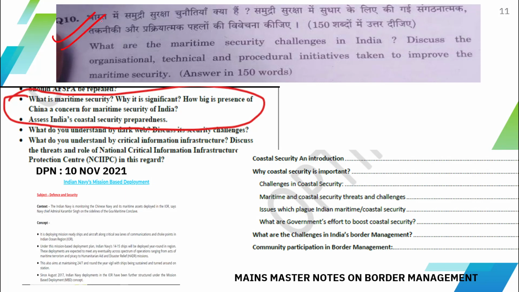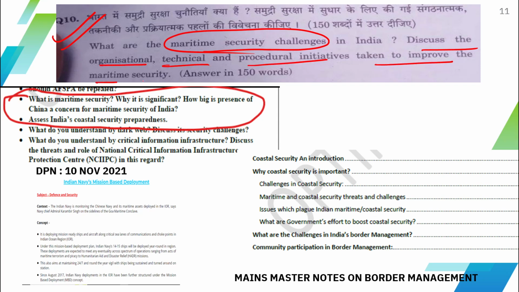Question number 10. What are the maritime security challenges in India? Discuss the organizational, technical and procedural initiatives taken to improve maritime security. Guys, this is the prediction list I have given this year. What is maritime security? Why is it significant? How big is the presence of China a concern for maritime security in India? Directly this question has come from my prediction.